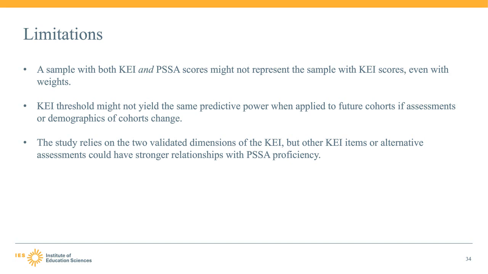Second, we also set the threshold using one cohort of students, those that entered kindergarten in the 14-15 school year, and we predicted their proficiency in grade 3. It's possible that the threshold might not have the same accuracy for other cohorts if the assessments change. For example, SDP was providing more training to kindergarten teachers on administering the KEI.